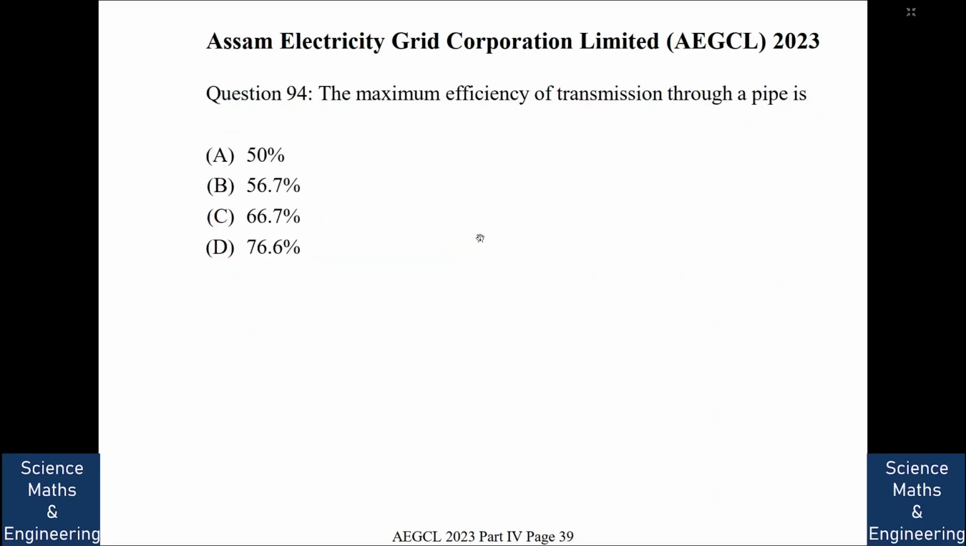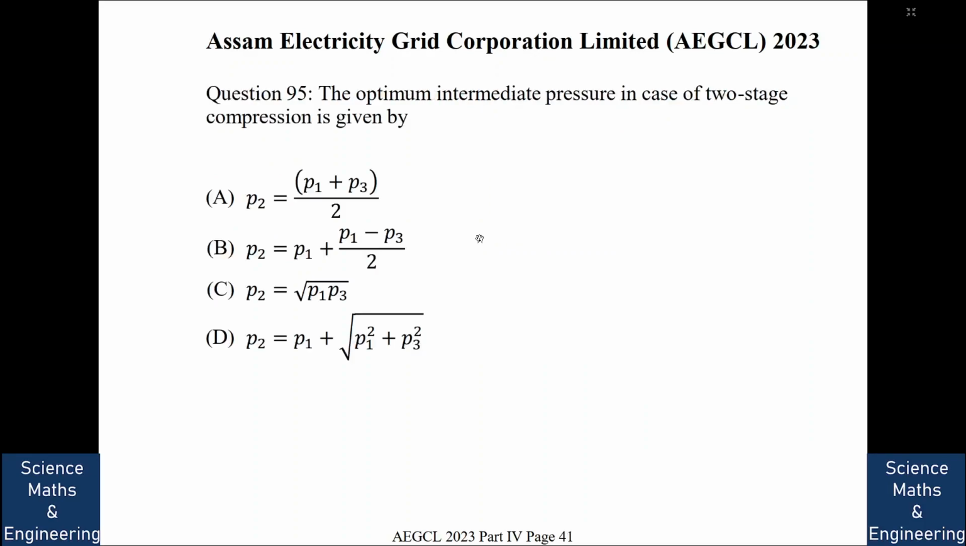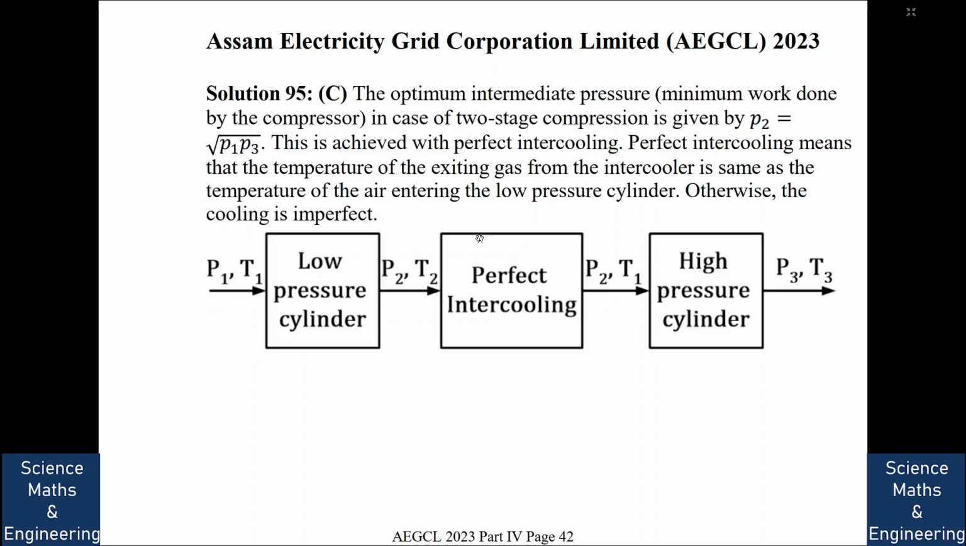So next question. The maximum efficiency of transmission through a pipe is about 66.7%. So next question. The optimum intermediate pressure in case of a two-stage compression is given by P2 equals root over P1 into P3. Now this is achieved with perfect intercooling.